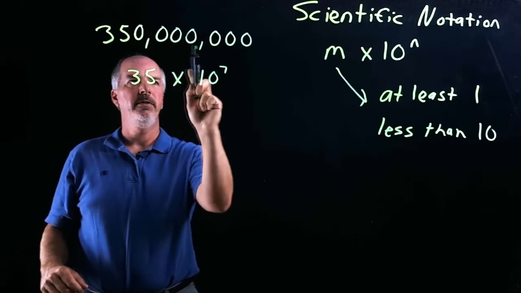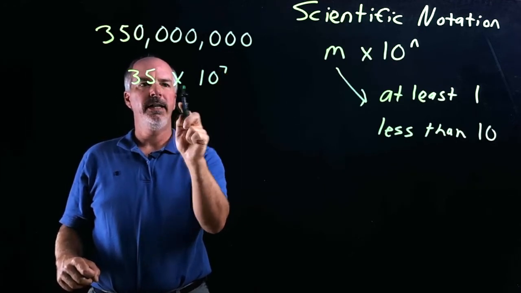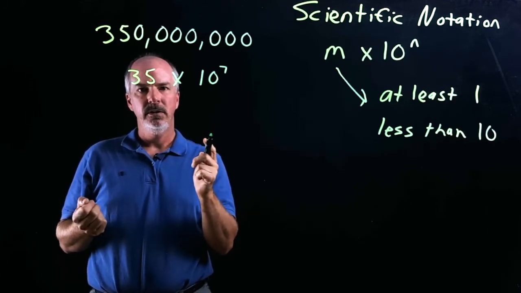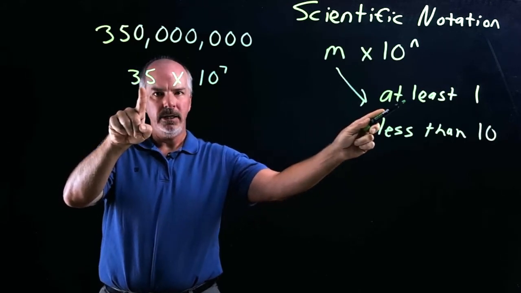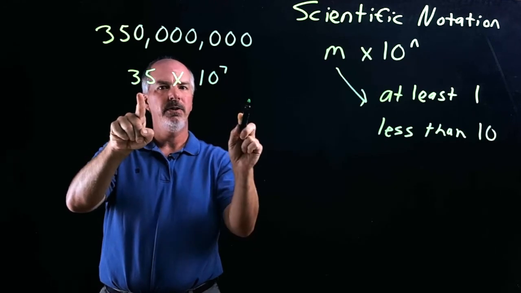Okay, let's look at this example. We have 350 million. Another way to write that is right here, 35 times 10 to the 7th. The question is, is that in scientific notation? Well, let's look. Our first factor has to be at least 1, yes. Has to be less than 10, no. So that is not in scientific notation.